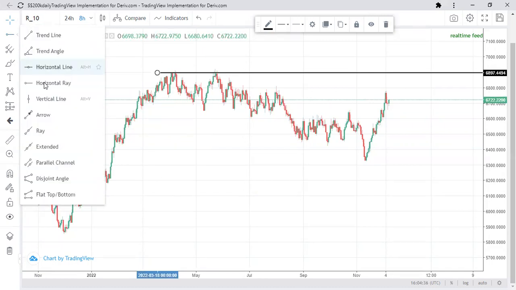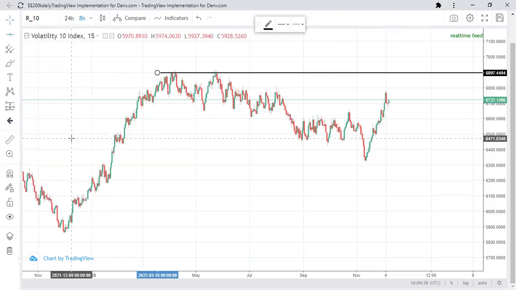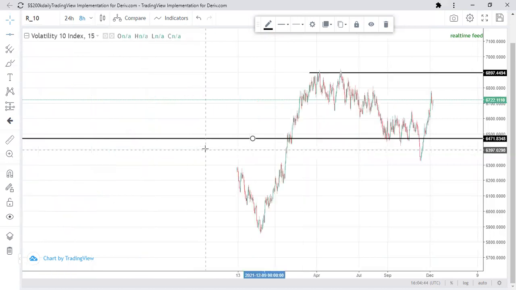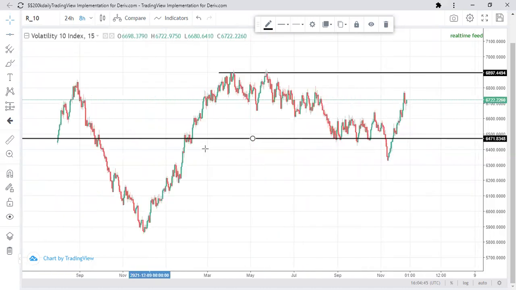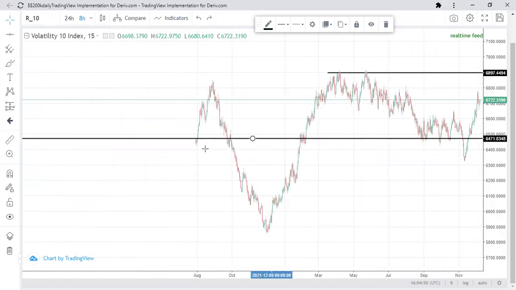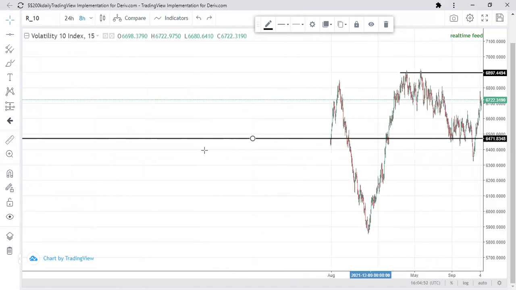Now we have the horizontal line crossing across everywhere. This one is stopping here and this one is crossing across all the chart, right? So what you're trying to do is to understand what the chart is doing, what the chart implies.